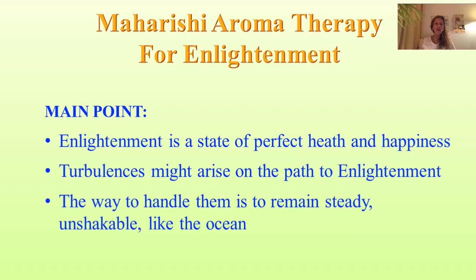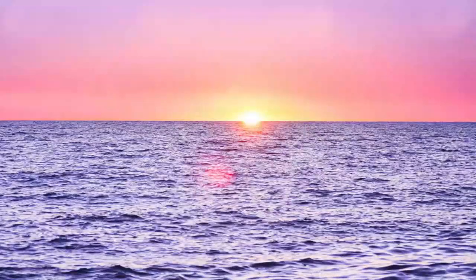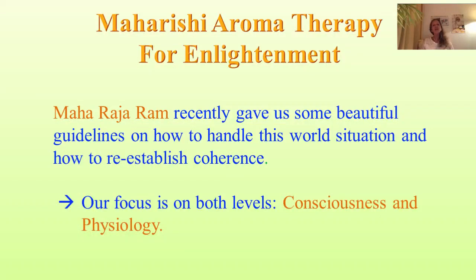Here is the first point. Enlightenment is a state of perfect health and happiness. Turbulences might arise on the path to enlightenment. The way to handle them is to remain steady, unshakable, like the ocean. Maharishi recently gave us some beautiful guidelines on how to handle this world situation and how to re-establish coherence. And so our focus is on both levels, consciousness and physiology.